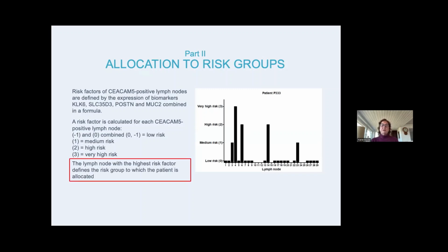So the lymph node with the highest risk factor defines the risk group to which the patient is allocated. And in this case, the highest risk factor was very high, or 3. So this is a patient of risk group 3.